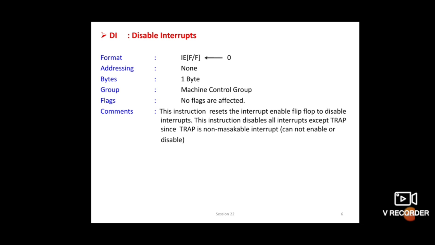Okay, so students, in this instruction all interrupts are disabled. After execution of this instruction, the interrupt system is disabled. Once the interrupts are disabled and some interrupts occur, at that time the processor cannot accept those interrupts. Okay, understood students? Disable interrupt.